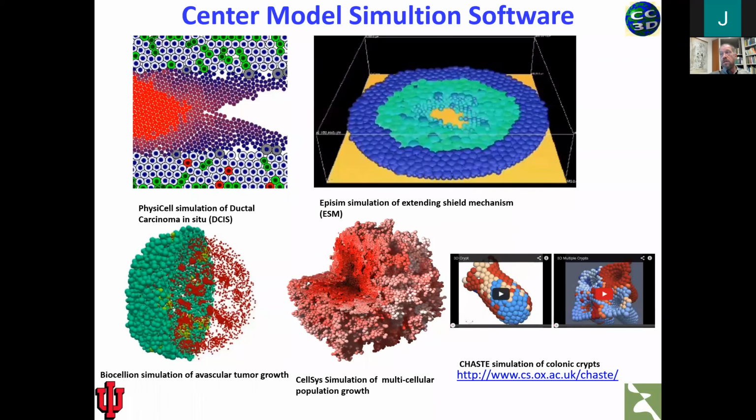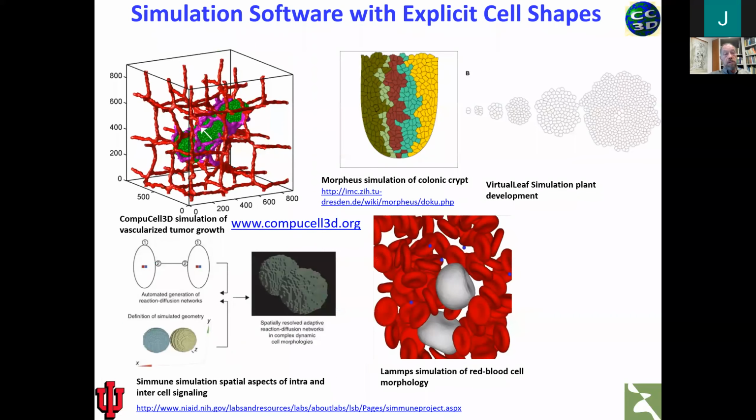These are some of the packages that simulate center models. There are many of those, really lots of center model packages. And there are also a variety of packages for doing simulations of cells with explicit shapes. In this course, we're going to be talking about CompuCell3D, but there are others. And those are always interesting to explore. The Morpheus package from Technical University of Dresden, to me, is particularly interesting. It uses the same methodologies that we do, and has a very beautiful way of specifying models. So if you like what you see here and you want to explore more, I certainly encourage you to take a look at Morpheus.